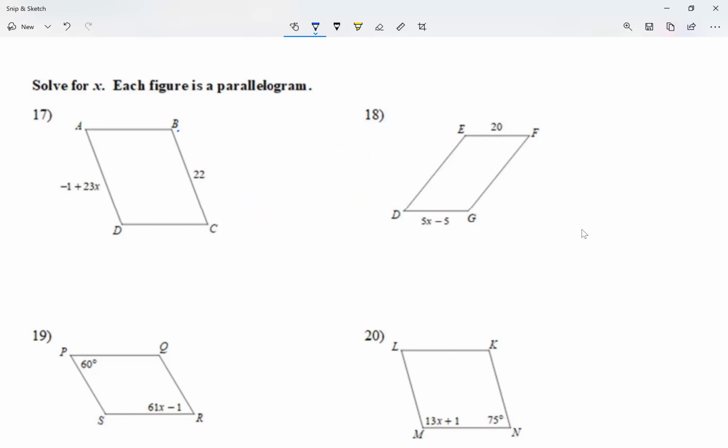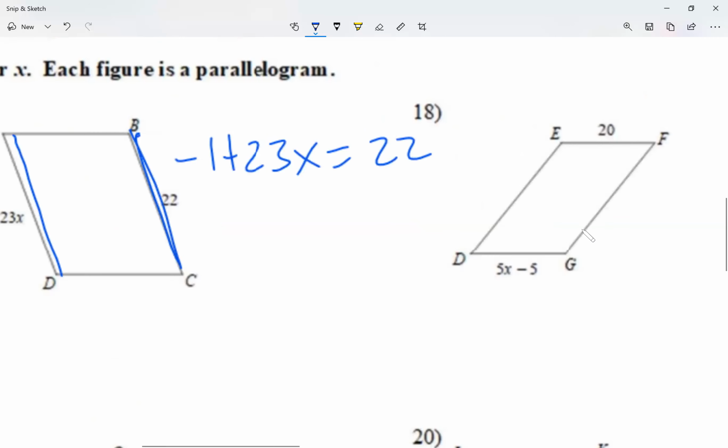one side is 22. Another side is -1 plus 23x. And my instructions are solve for x. I know those sides are equal. Opposite sides are not only parallel, but they are also equal. So let me just write -1 plus 23x equals 22. I'm going to let those two sides equal each other because I know in the parallelogram, opposite sides are not only parallel, but they are also congruent. The rest looks like a simple algebra question.